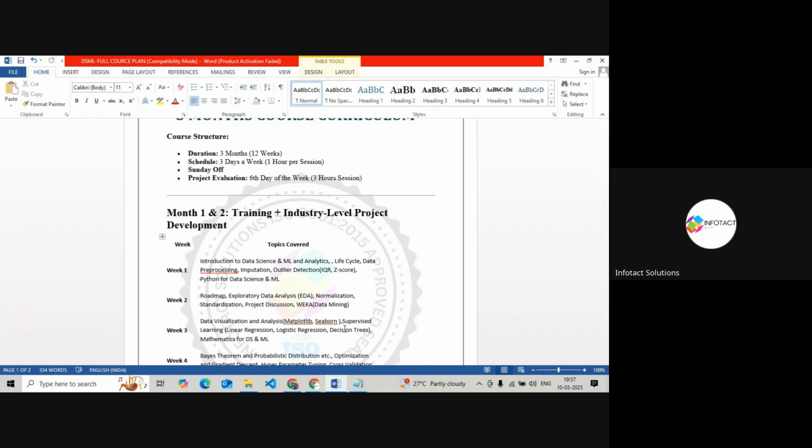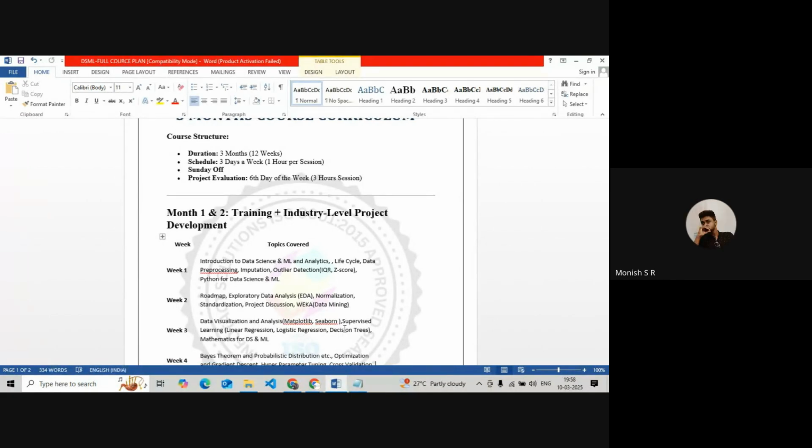Can anyone tell me? Am I audible? You are audible. Actually, confusion matrix is mainly used in classification algorithms to evaluate the performance of the algorithm by showing the number of correctly classified data and the number of wrongly classified data. It is a 2D matrix: true positive, false positive, false negative, true negative. So this is the confusion matrix.